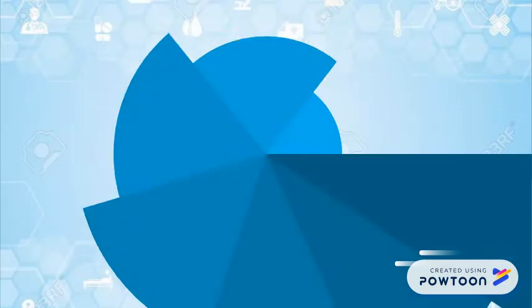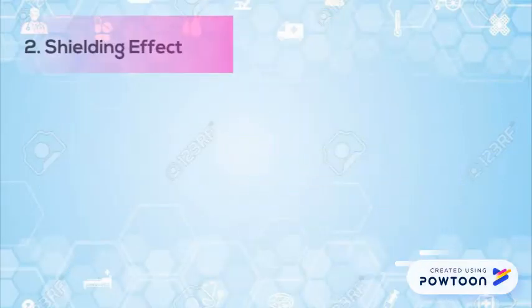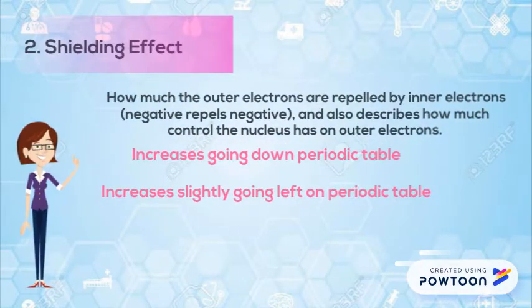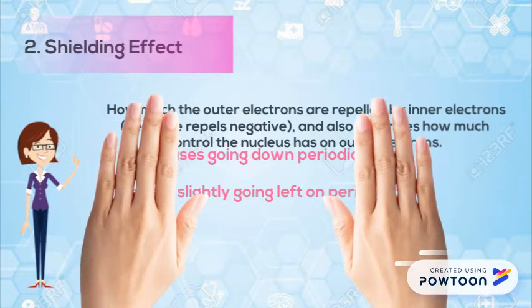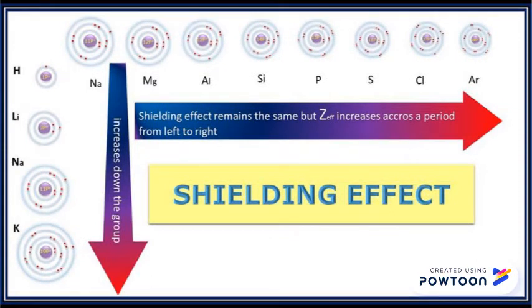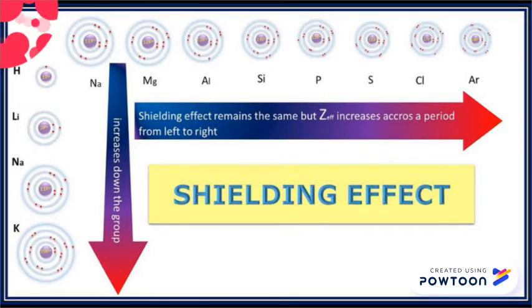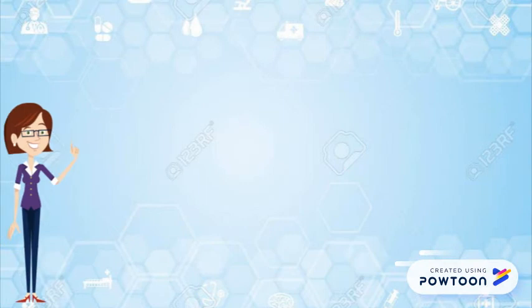Number two, shielding effect. It is how much the outer electrons are repelled by inner electrons. As we know, negative repels negative. And it also describes how much control the nucleus has on the outer electrons. It increases going down the periodic table because there is an extra energy level of electrons that will shield the outer electrons from the nucleus. It increases slightly going left on the periodic table because the nucleus loses protons and the atom has the same number of energy levels as you move across a period.